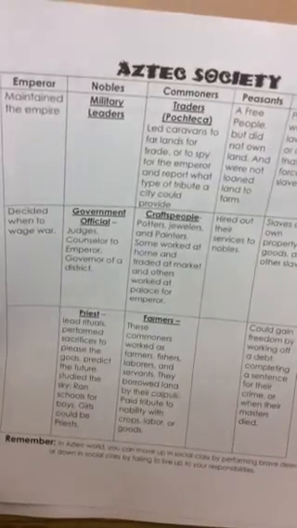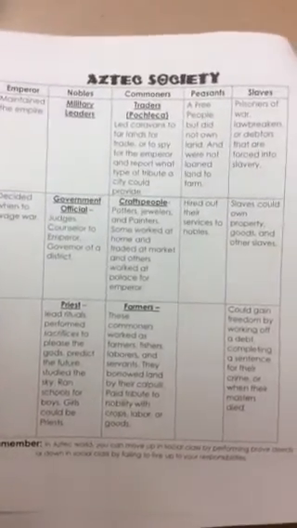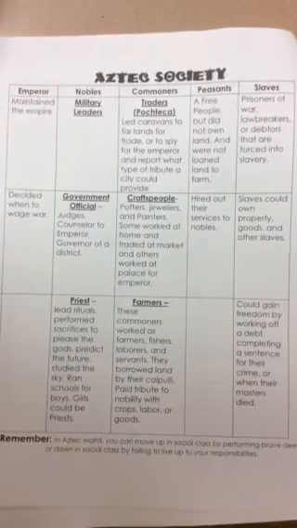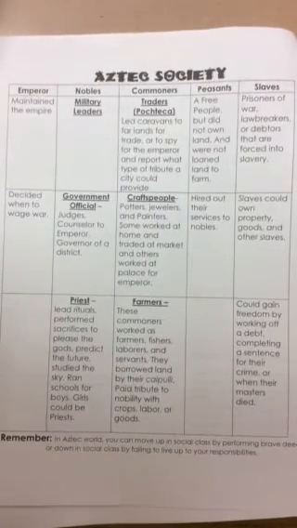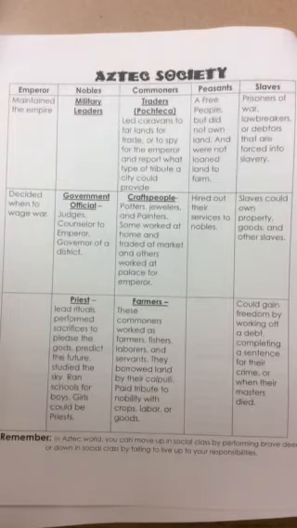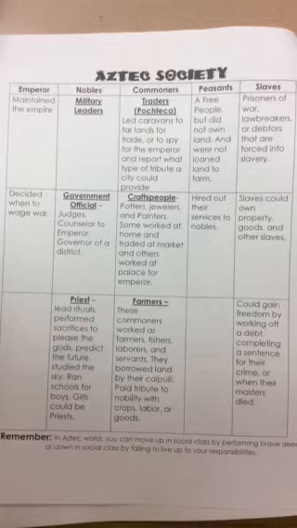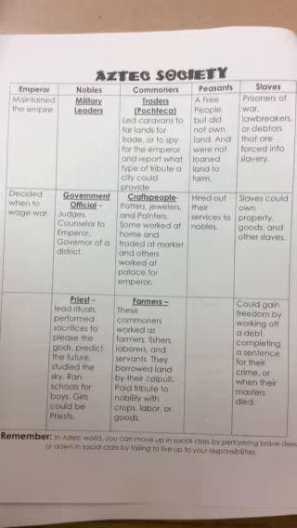So challenge 1. If you look at this page right here, this gives you a breakdown of Aztec society. Okay? It has the emperor, nobles, commoners, peasants, slaves, and what they do in their daily lives. Okay, so nobles include military leaders, government officials, and priests. Okay, commoners are traders, craftspeople, farmers, peasants. These are free people, but they didn't own land and were not loaned land to farm, so they hired out their services to nobles.